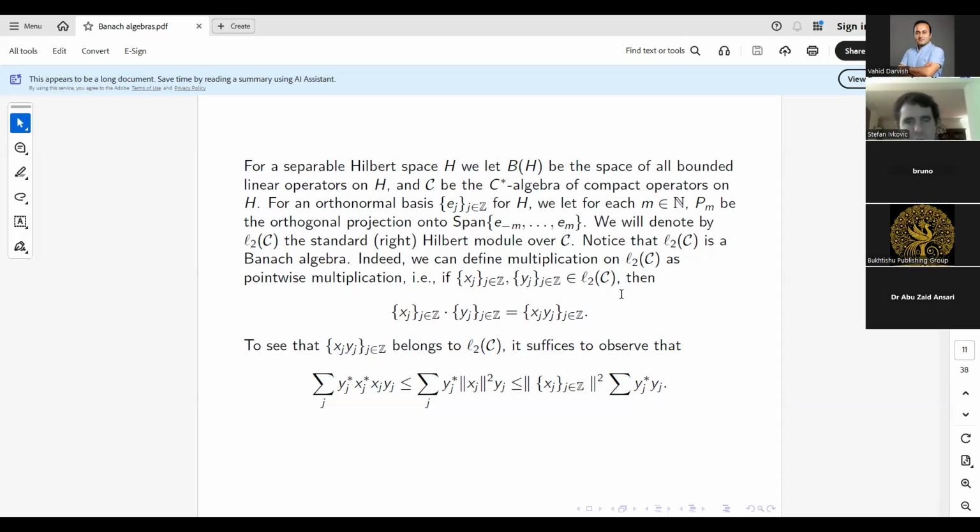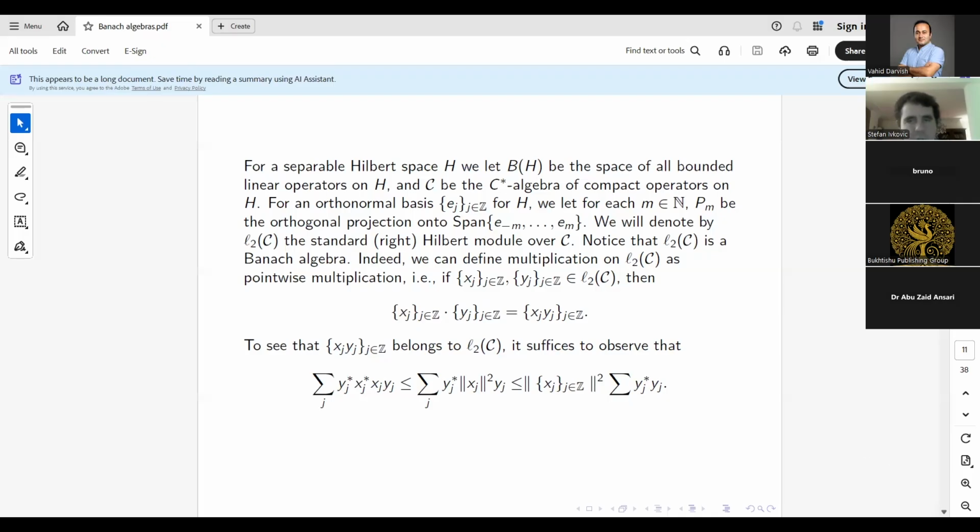Okay, so how do we define multiplication? Well, simply we define multiplication component-wise, but then you have to check whether this new sequence really belongs to L2(C), but this is straightforward to check due to these inequalities. Now, of course, these are not number inequalities, but inequalities in the C-star algebra C. So thanks to this, you can see that this sum is convergent in the norm in C, hence this sequence belongs to L2(C).